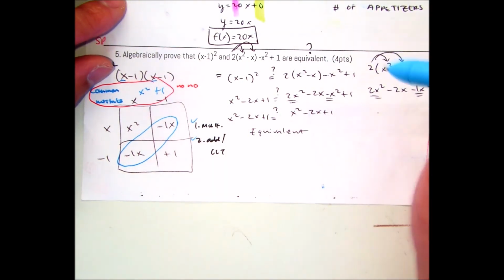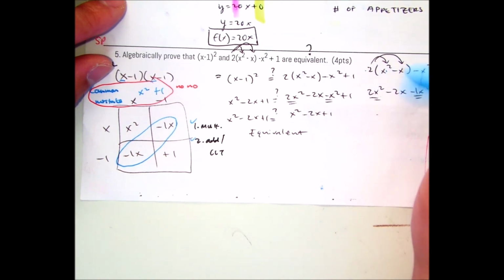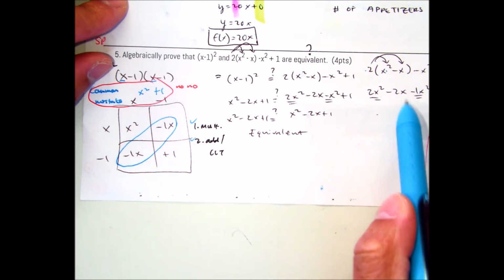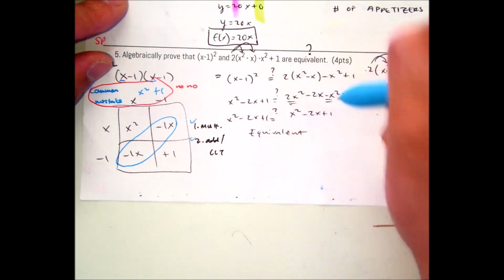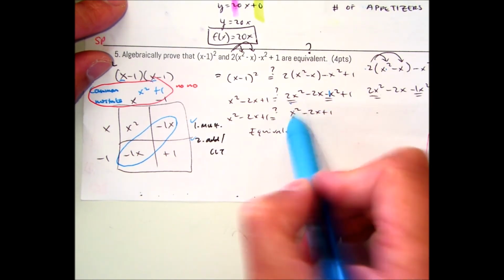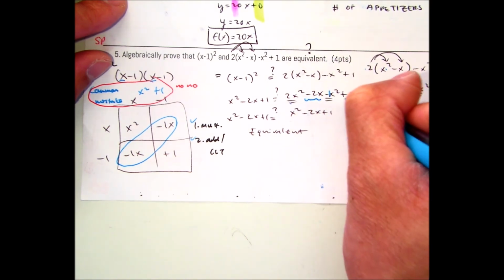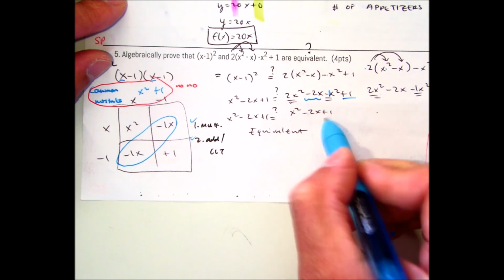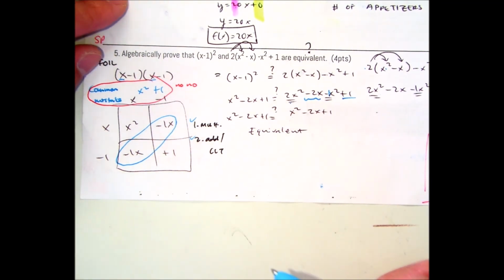On this side, you just distribute. So 2 times x squared, 2x squared, 2 times -x, -2x. And then here I'm just combining like terms. Here this is a -1, so 2 and a -1 gives me a positive x squared. Here there's no like terms, and this one doesn't have a like term either. So are these two equivalent? They're exactly the same, then that is true.